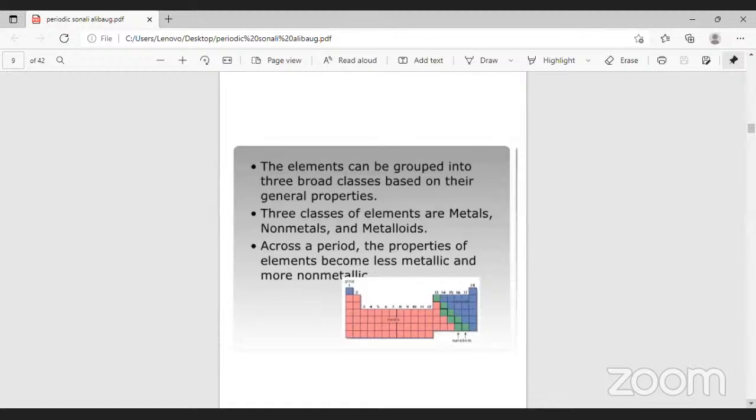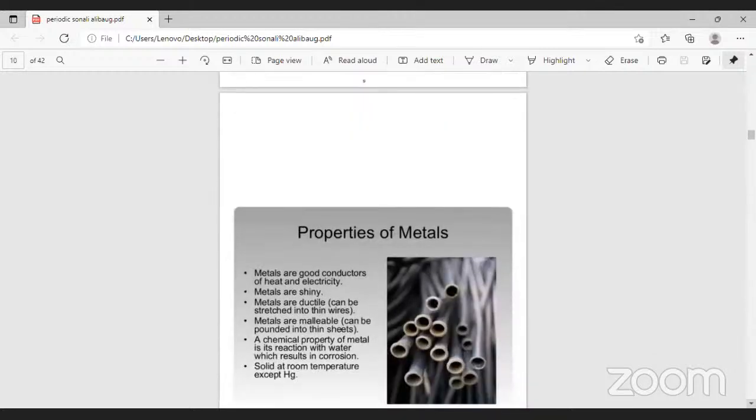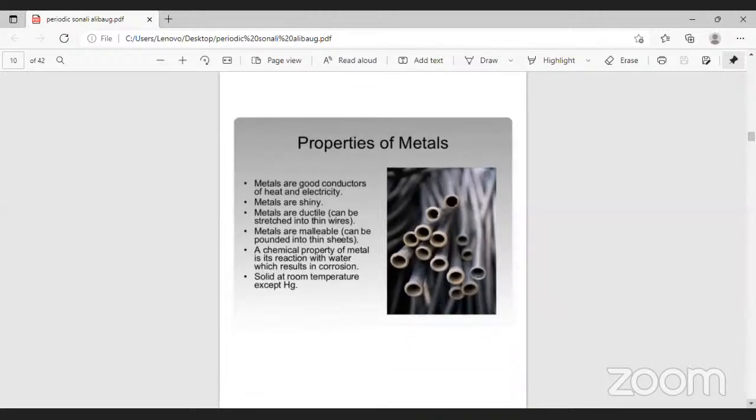Now see, here is group 1, 2, 3, 4 up to 18. Initially, that pink color, those are metals and metalloids. And here the blue color, those are non-metals. And we will see a clear-cut idea of metal, non-metal, and in between, metalloids and transition metals. So what are those transition metals? Transition metals are in between, a transition of the properties from metal to non-metal. So here we will see the properties of metals.